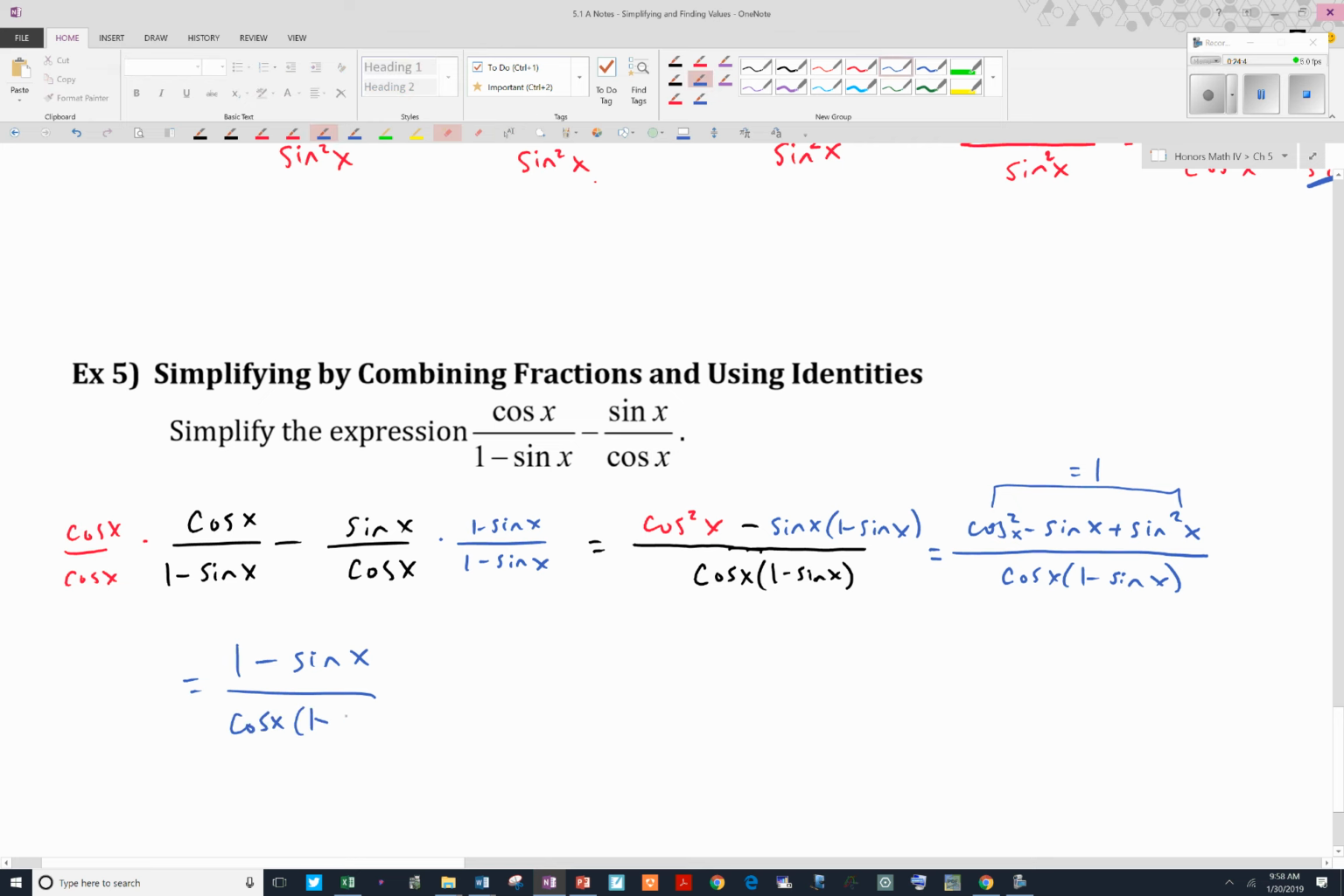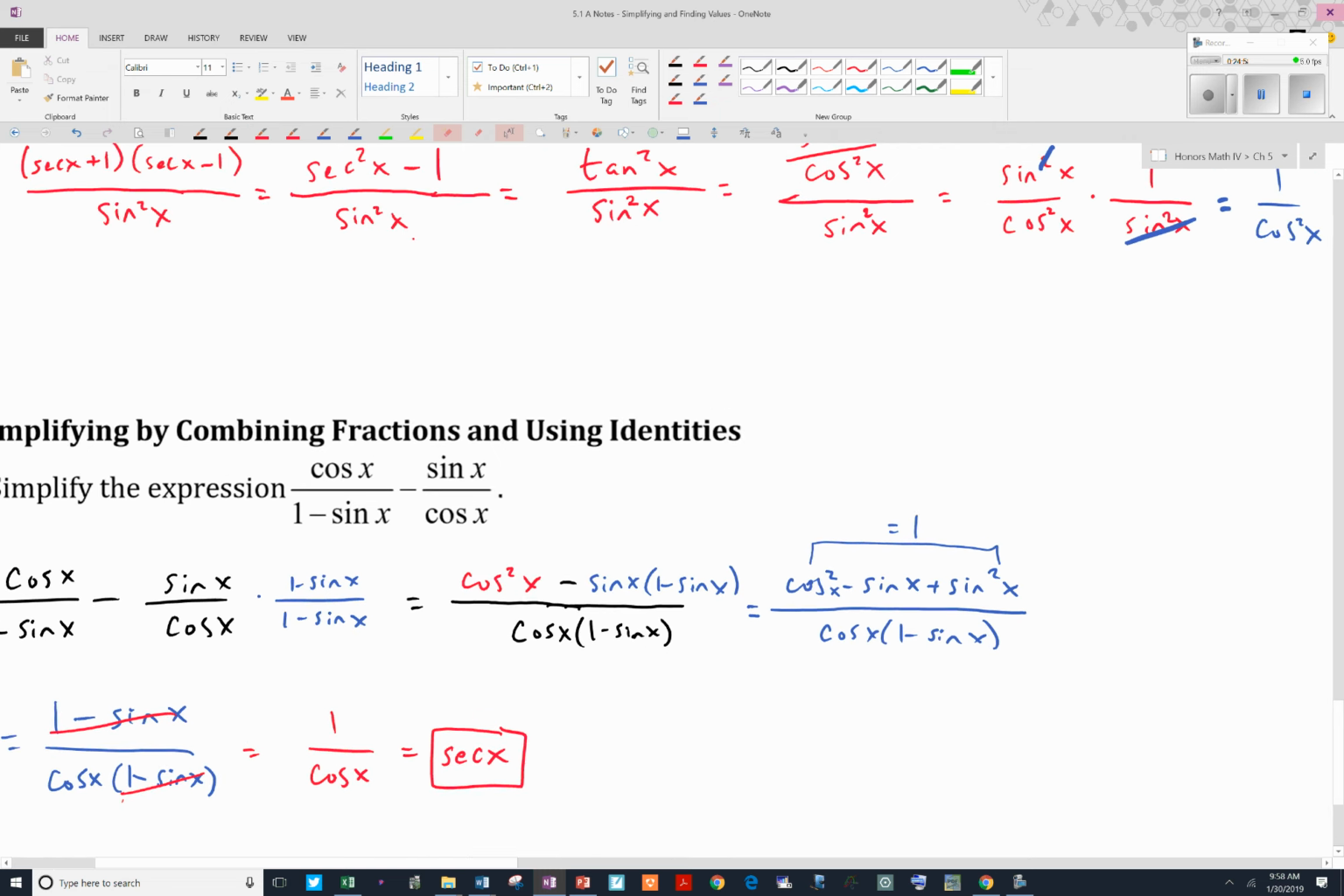don't distribute that denominator out because look at what we have. We have that 1 minus sine of x still. So that can cancel out with that entire factor, and we're left with 1 over cosine of x, which is just the secant of x. So we're able to simplify it down into one trig function.